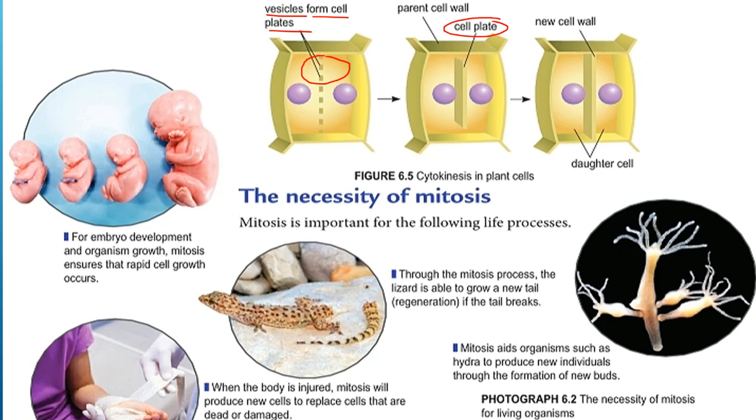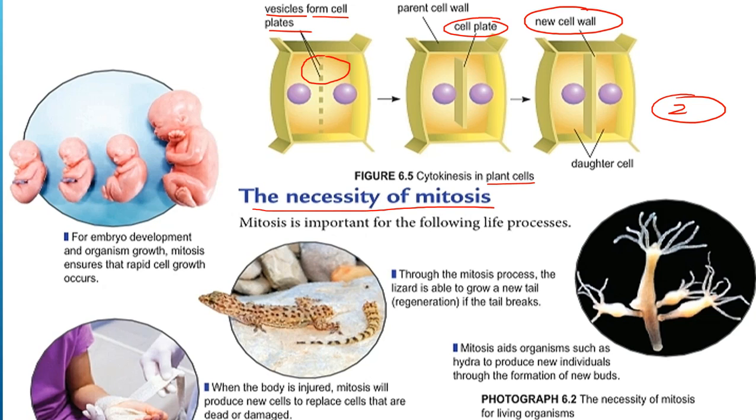Okay, so here vesicle will form the cell plates. Okay, so now what happen? Dia akan form the cell wall, new cell wall. Okay, barulah dia separate two daughter cell. Okay, so itu adalah cytokinesis in plant cell. So remember plant cell, remember cell plate. Alright, so next one, the necessity of mitosis.